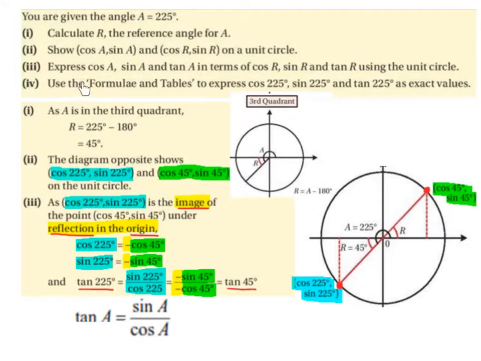Part 4, using the formulae and tables to express cos of 225 degrees, sine of 225 degrees and tan of 225 degrees as exact values.